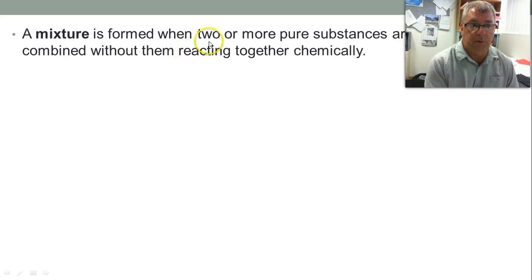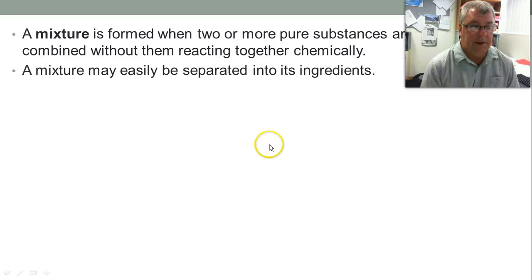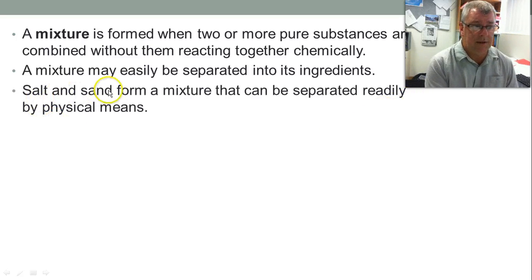Now a mixture is formed when two or more pure substances are combined without them reacting chemically with each other. To separate a mixture, we generally separate it physically, and it's generally easy to separate, although some examples you might think are quite hard to separate, but we can still separate them. For example, sand and salt form a mixture that can be separated readily by physical means.